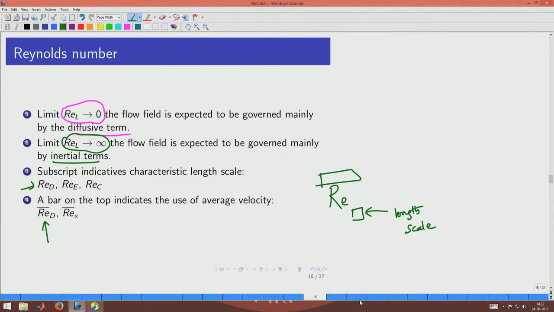So, like that, you can observe what quantity is used to define the scaling for the length. And on the top, if you have a bar, it means that some averaging has been done. So, velocity has been averaged, or the problem solution being sought is for an average quantity, etc. Do pay attention, because the way the Reynolds number is defined could be different if any of these two are different. So, do not compare an expression which is written like this and written like this.